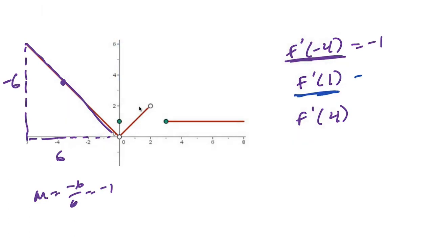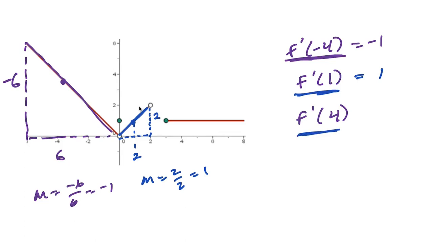F prime of 1, here is 1. Go to the graph. Derivative is the slope of the tangent line, so it's just that line. We have to find the slope of that line. Algebra 1 skills again. Right, this is 2 and this is 2. So my slope is just 2 over 2, which is 1. And then finally, the last one for today. F prime of 4. Here is 4. Right, the slope of the tangent line is just that line right there. And the slope of a straight line is always 0.